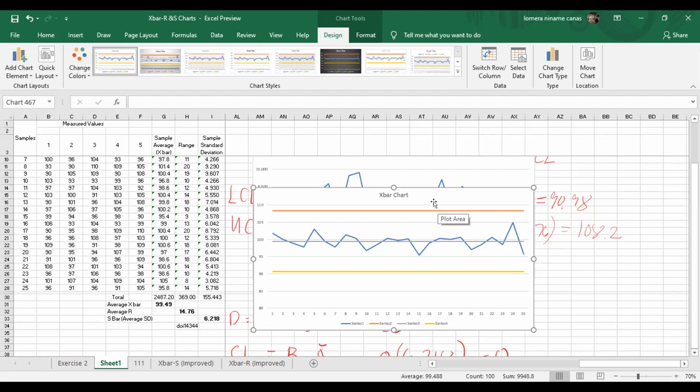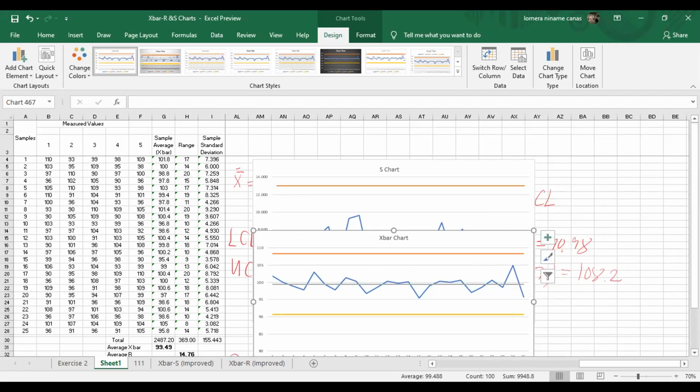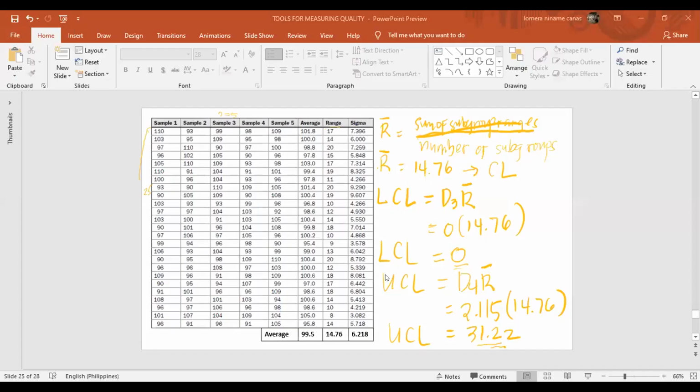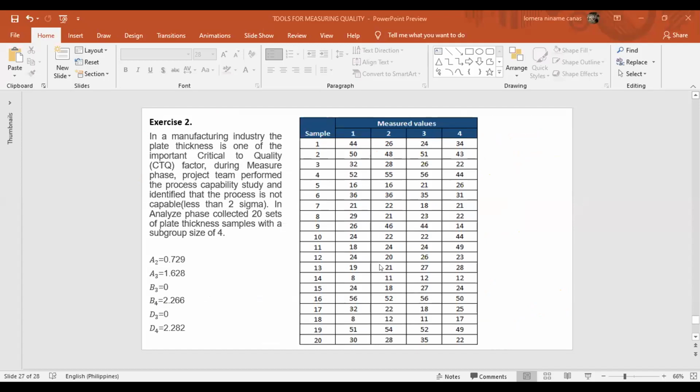So let's try to have another exercise. Simple lang. You have here a manufacturing industry where the plate thickness is one of the important critical to quality, or CTQ, factors. During the measure phase, the project team performed the process capability study and identified that the process is not capable, or it is less than 2 sigma. In the analyze phase, they collected 20 sets of plate thickness samples within a subgroup of 4. So we have here 20 samples with 4 subgroups. So the value of n is 4.